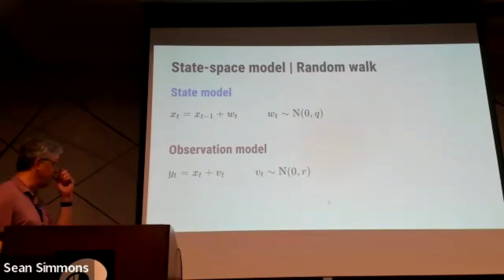So here's a couple of different versions of state space models. The most simple in the world is a random walk observed with error. And a random walk model just says where we are today is where we were yesterday plus some process error. And we typically assume these to be normally distributed. And then the observation model here just says that the true state is what we have in our pocket plus some observation error.